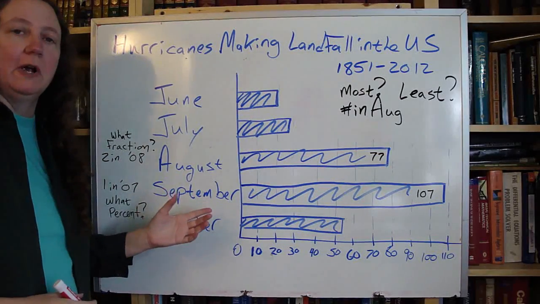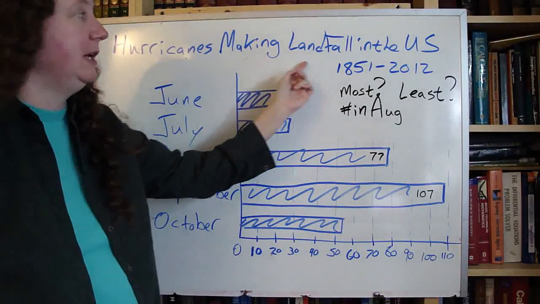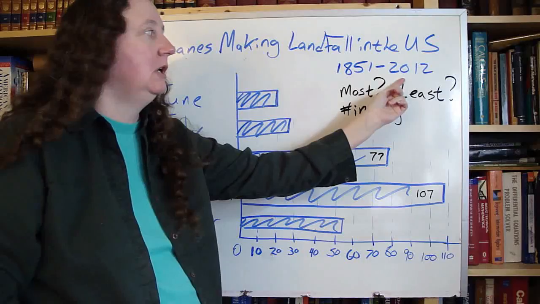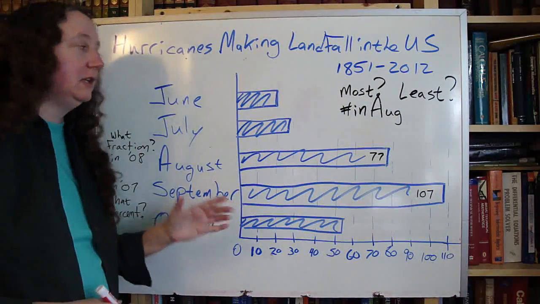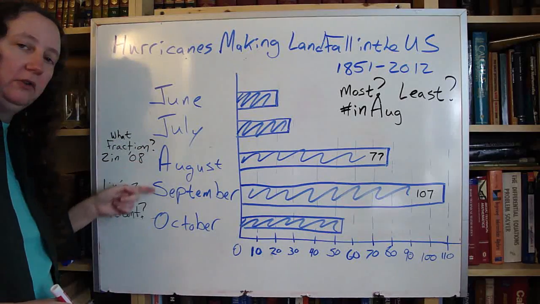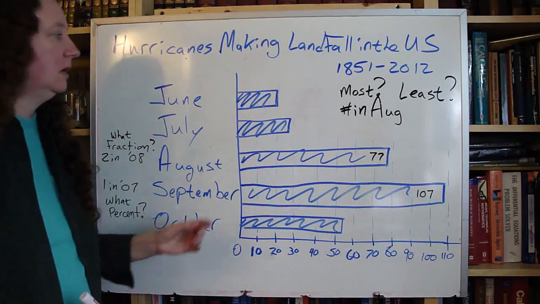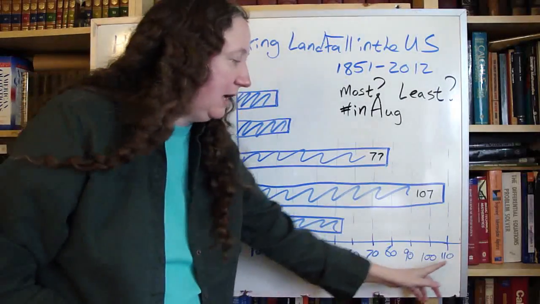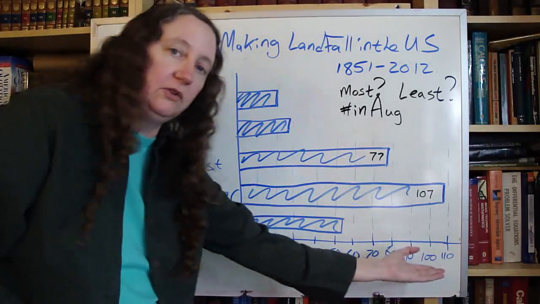Here we have a bar graph representing the number of hurricanes making landfalls in the U.S. between the years 1851 and 2012. We're only looking at the months June, July, August, September, and October. Our counting is by tens, so we have 10, 20, 30, etc.